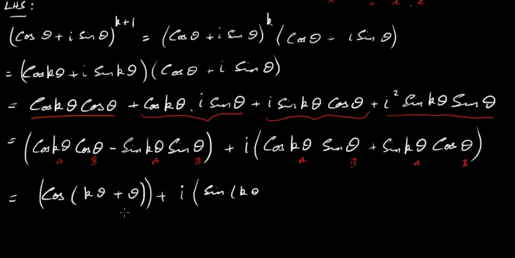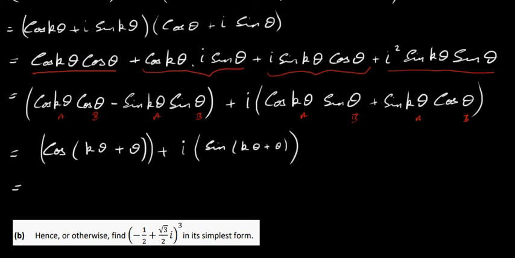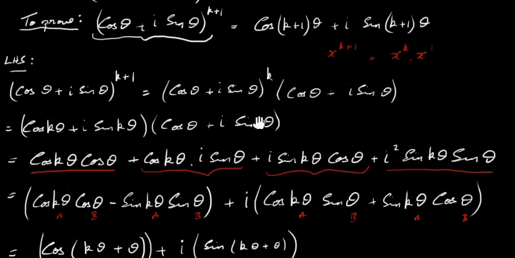Just put a big bracket around here. This is sine of k theta plus theta. Okay, so finally then, or almost finally anyway, we can just factorize out the theta here. So we end up with cos (k plus 1) theta. All I've done is taken the theta outside the bracket here. Similarly here we've got i sine (k plus 1) theta. And that is the right hand side up here.